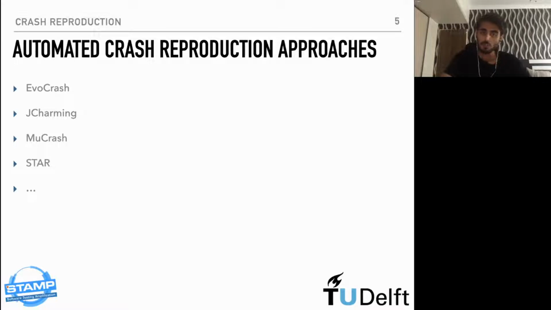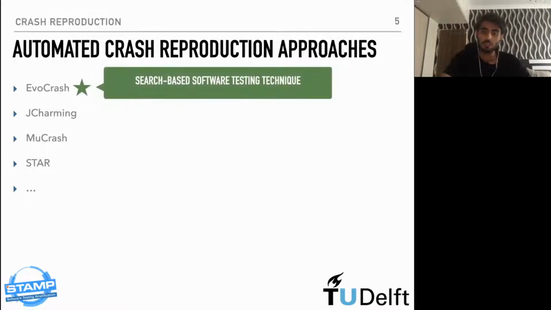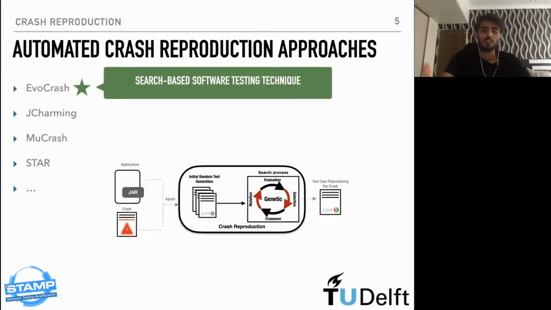Among these approaches, we have EvoCrash, which is a search-based software testing technique. It takes the binary file of the application and a crash that happened in this application. Then it performs a genetic algorithm, a search process, to generate a test case that, when we execute it, we can reproduce the given crash. In previous studies, it has been shown that EvoCrash is the best performing approach in terms of crash reproduction.